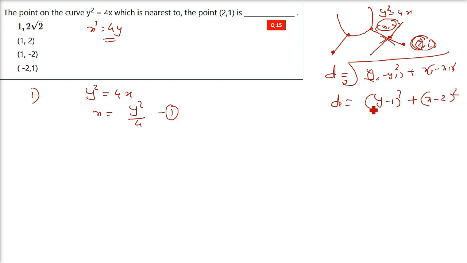So this distance is going to be under root y minus 1 whole square plus x minus 2 whole square, or you can have it swapped also. You can have x minus 2 whole square plus y minus 1 whole square. So now you can square it also.